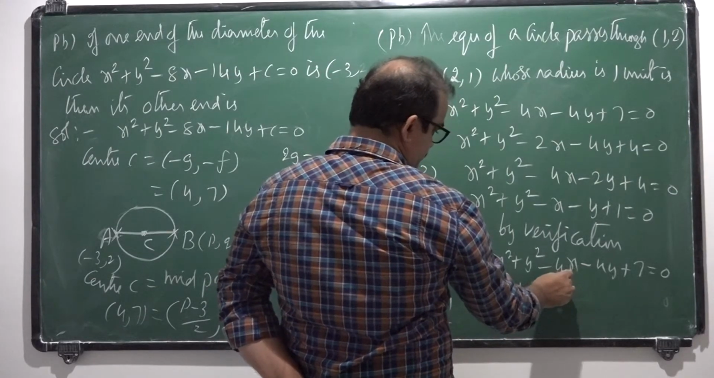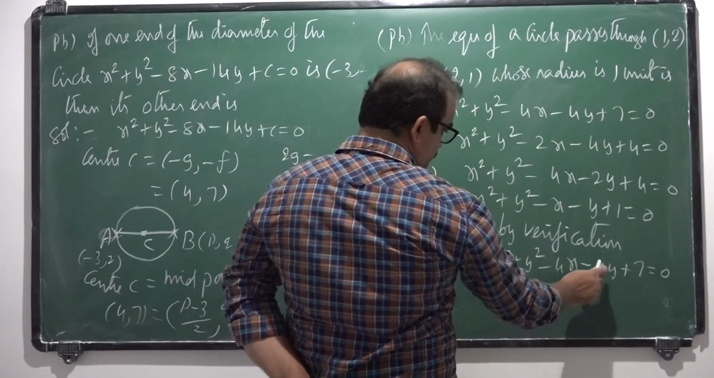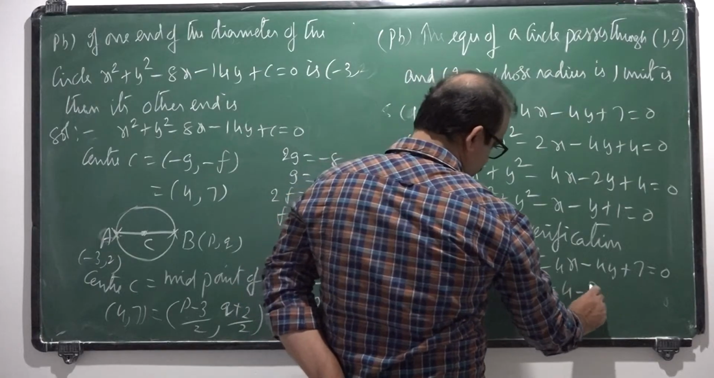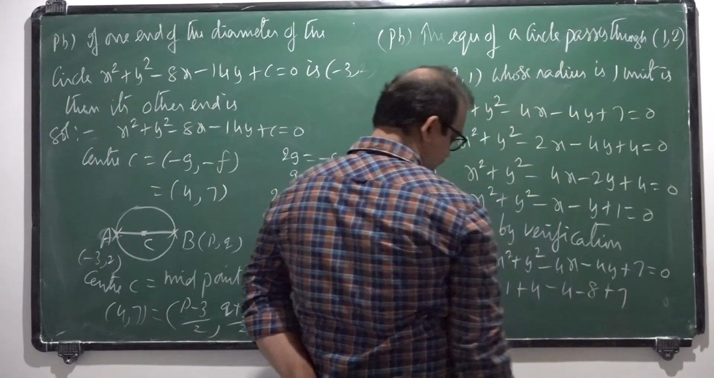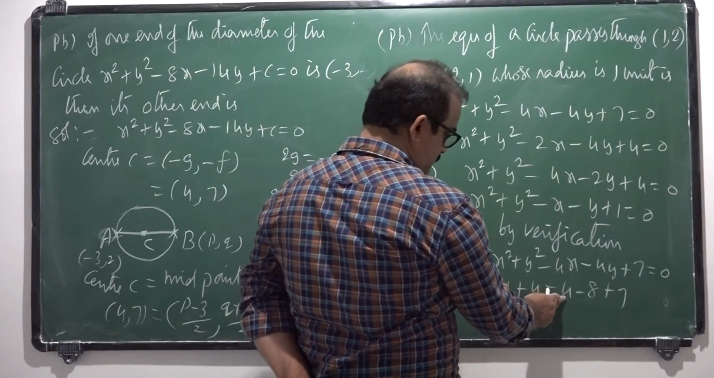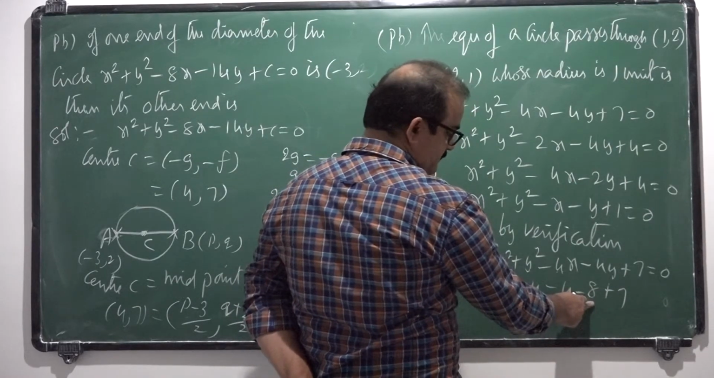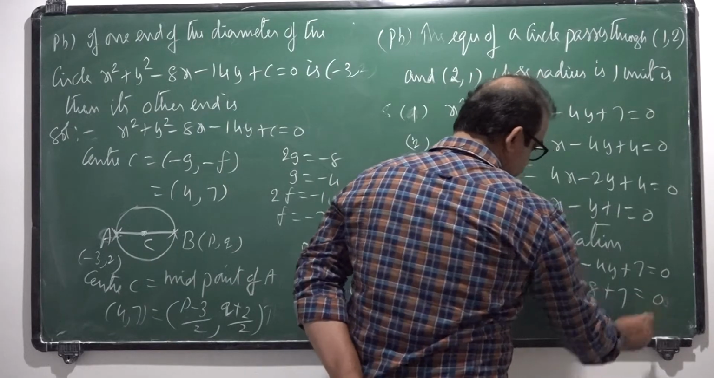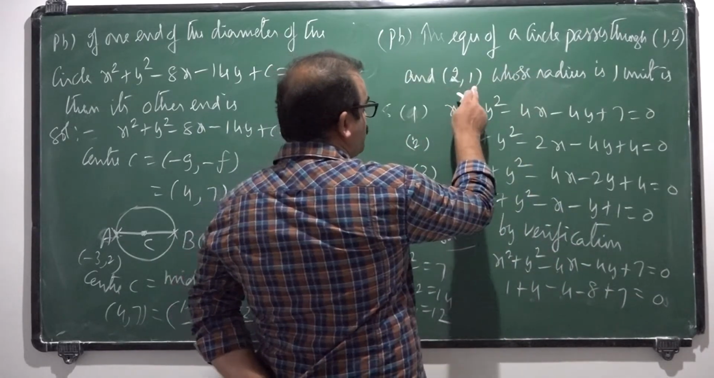We get 1 plus 4, minus 4 into 2, 8 plus 7. 1 plus 4, 5. 5 minus 4, 1. 1 minus 8 minus 7 plus 7, 0. Second point, 2 comma 1.